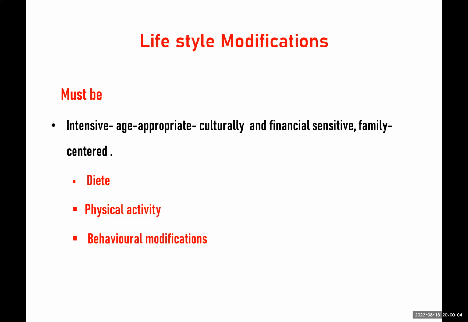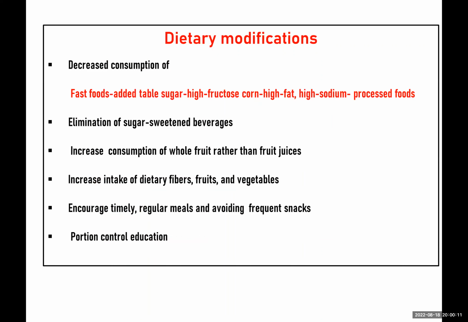So when we are talking about lifestyle modification, as I mentioned, it is the diet, the physical activity, and behavior modification. Dietary modification means decreased consumption of fast food, added table sugar, high fructose corn syrup, high fat, high sodium, and processed food, elimination of sugar-sweetened beverages, and increased consumption of whole fruit rather than fruit juice. People usually drink rather than eat, but eating is better than drinking. Increase intake of dietary fiber, fruit and vegetables, and encourage timely, regular meals and avoid frequent snacks. Portion control education is very important again.